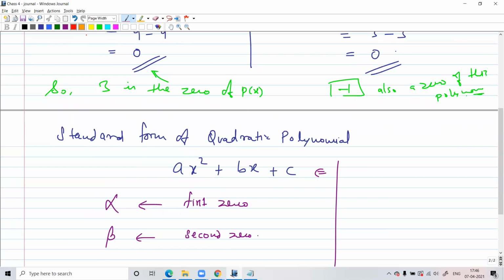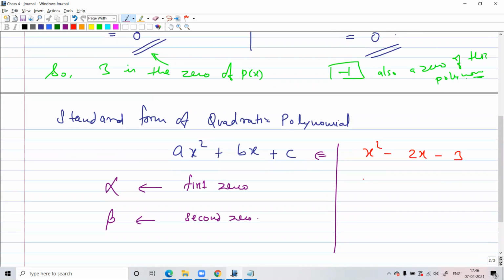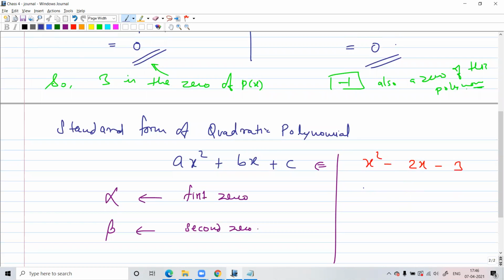If I take up the example which we just now solved, x square minus 2x minus 3. Let me take that example. It's x square minus 2x minus 3. So what are the coefficients over here? Tell me, what is a, what is b, and what is c? A is 1, B is 2, and C is -3. Is that right? Everyone agrees?